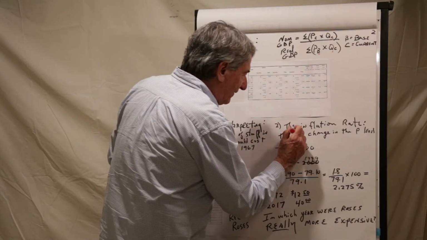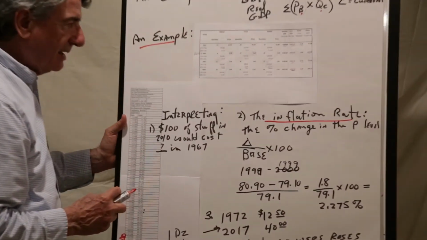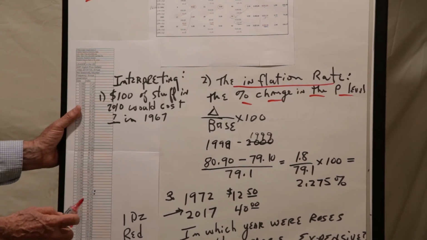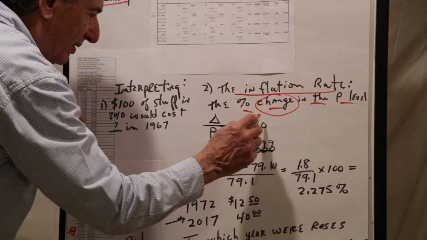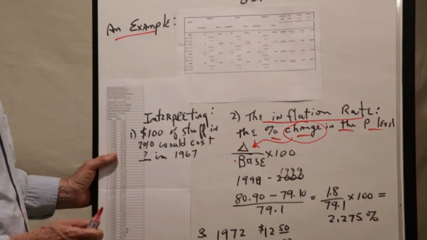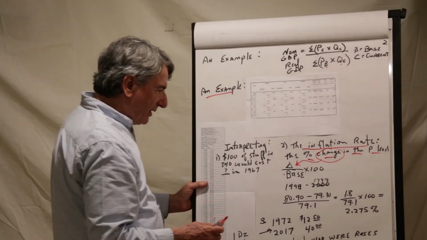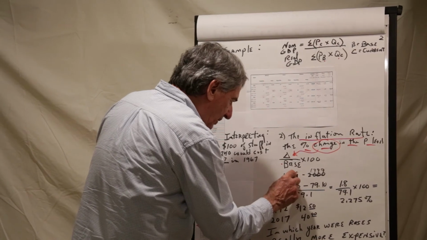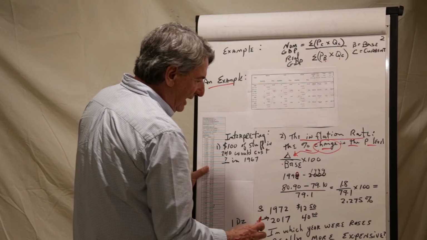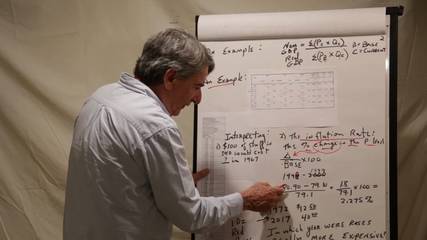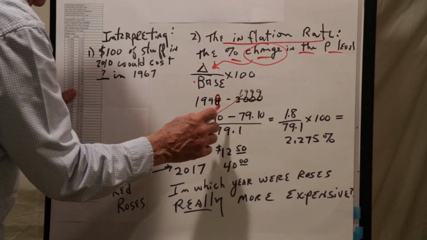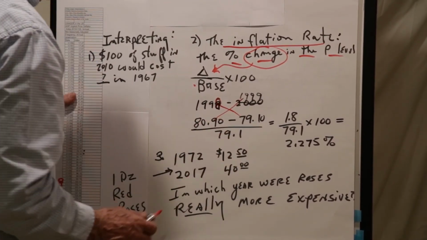Well, you can figure out the inflation rate. That's nice. It's the percent change in the price level. Change, this idea of change, you calculate as change over base times 100. So if we're going to look for the inflation rate between 1998 and 1999, we take the price level that refers to 1999 and we subtract 1998's.